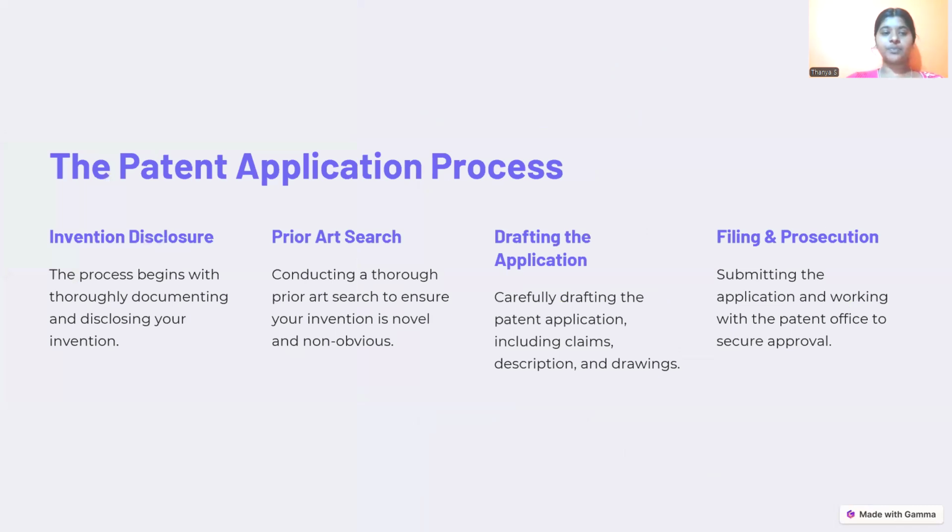Next is the patent application process. Invention disclosure. The process begins with thoroughly documenting and disclosing your invention. Next is prior art search. Conducting a thorough prior art search to ensure your invention is novel and non-obvious. Drafting the application. Carefully drafting the patent application, including claims, descriptions, and drawings. Next is filing and prosecution. Submitting the application and working with the patent office to secure approval. So these are the four processes you need to maintain to complete a patent application.